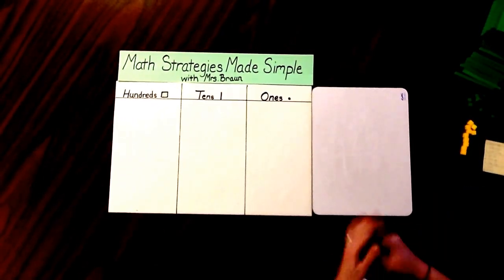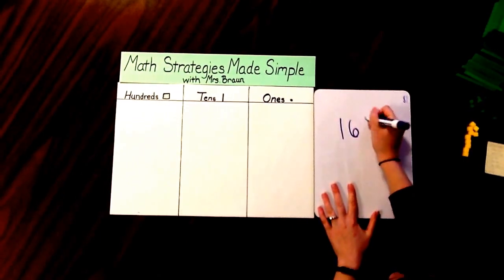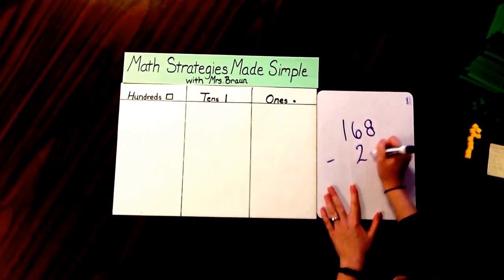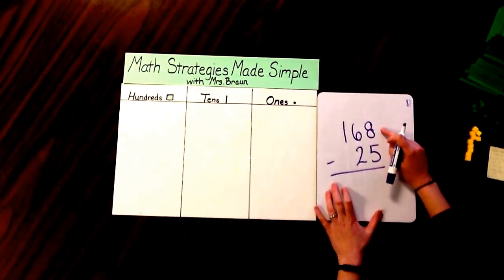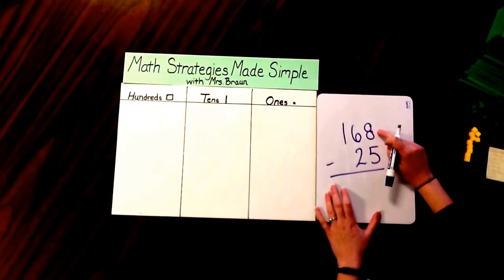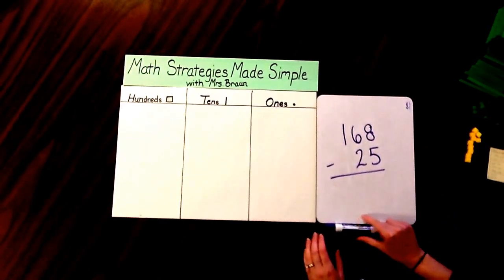Today we're going to look at a concrete way to show subtraction. So we're going to start with the problem 168, and from that we're going to take away 25. When I subtract, I'm taking away from an original amount, and so I'm going to represent this top number, 168, because that's what I'm starting with.